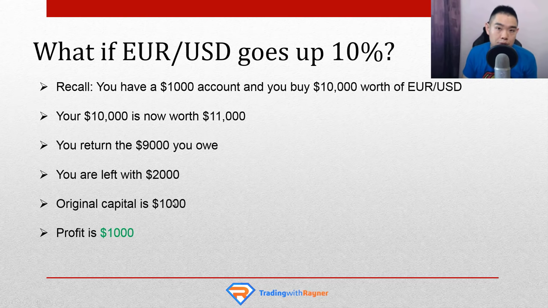Let's say there are two traders, John and Sally, and they both have a $1,000 trading account to start with. Their trading strategy has a 50% winning rate, which means they win half the time, and a 1 to 2 risk reward ratio.